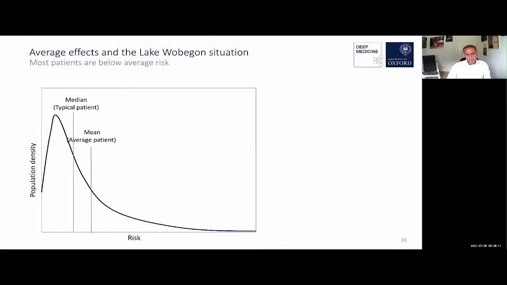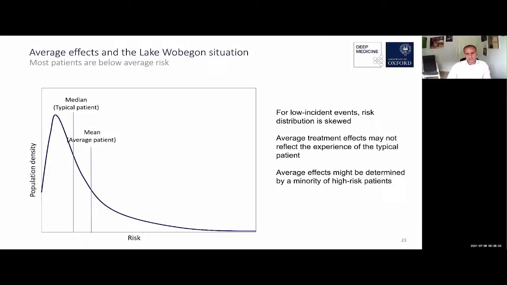One of the problems that we have with the average treatment effects is that for low-risk events, the distribution of the risk in the population is likely to be skewed, as depicted here on the figure. What that means is that the average treatment effects may not reflect the experience of the typical patient, and that average effects could be determined by a minority of high-risk patients. There is a difference between the median, the typical patient that we see in the population, and the mean, which is the average patient that is used statistically to determine effects of treatments. That is a potential challenge that one needs to overcome.